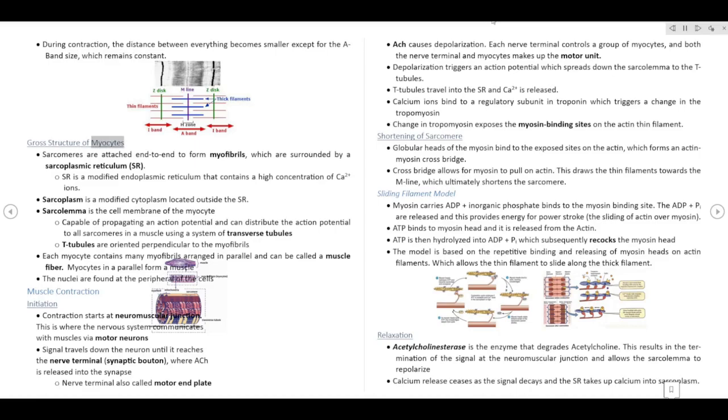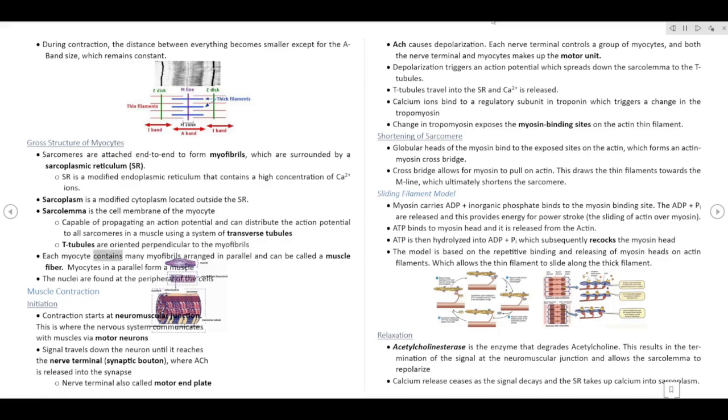Gross structure of myocytes. Sarcomeres are attached end-to-end to form myofibrils, which are surrounded by the sarcoplasmic reticulum, SR. The SR is a modified endoplasmic reticulum that contains a high concentration of Ca2+ ions. The sarcoplasm is a modified cytoplasm located outside the SR. The sarcolemma is the cell membrane of the myocyte. It is capable of propagating an action potential and can distribute the action potential to all sarcomeres in a muscle using a system of transverse tubules. T-tubules are oriented perpendicular to the myofibrils.